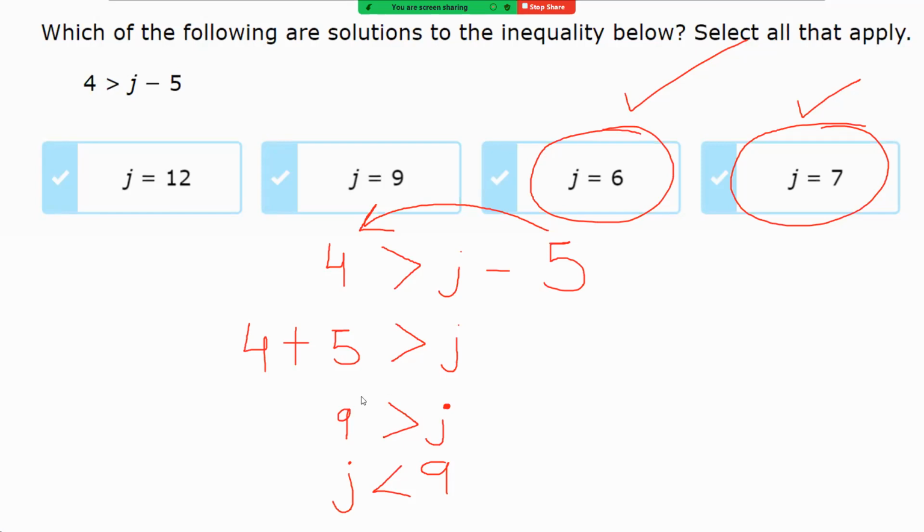Since we know that 9 is greater than J, we can write it in a reverse way. 9 is greater than J means that J is less than 9, right? Now, what are the numbers that are less than 9 from this list? Only J is equal to 6 and J is equal to 7. Do you understand that, Jeremy? Yes, sir. Good.